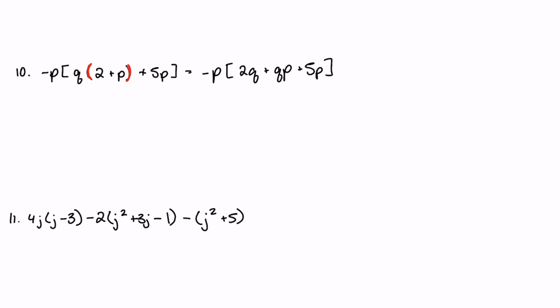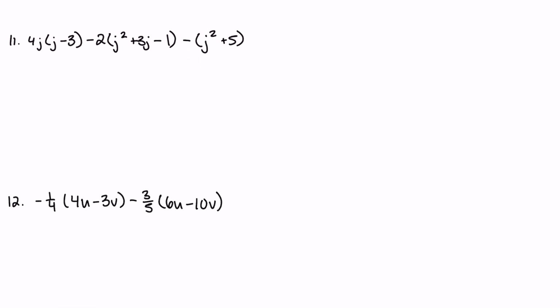And then we have a plus 5p. So now we're going to see if we can simplify further within the brackets, and it doesn't look like we can because we have a p over here, a q over here, and then a q times p. So no like terms. So now we just have to apply this -p to all of our terms within the bracket. So we're going to get -2qp, and then -p times qp is going to be -q and then p squared. And -p times 5p is going to be -5p squared. And so our answer is -2qp minus qp squared minus 5p squared.